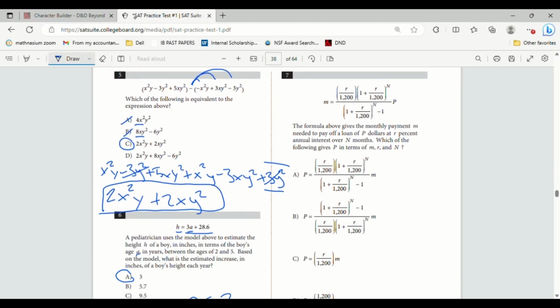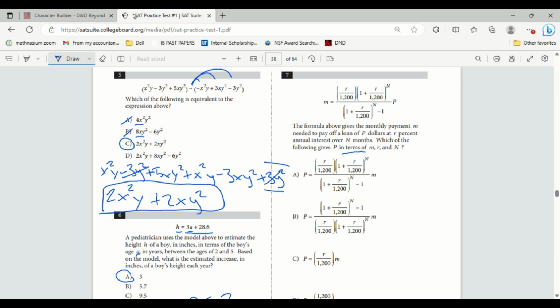Number 7, the formula above gives the monthly payment M needed to pay off a loan of P dollars at an R% annual interest over N months. Which of the following gives P in terms of M, R, and N? And so you can think of "in terms of" as saying "equal to." So P is equal to M, R, and N.